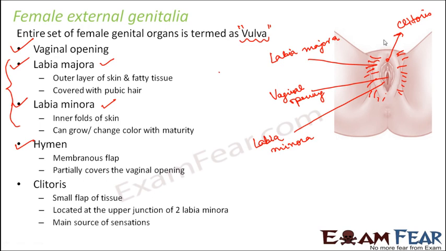It is the main source of sensations. For example, during sexual intercourse, there is some sort of feeling or sensations going on within a female's body. Those kinds of sensations arise from this point, that is the clitoris. So the clitoris can sense those sensations which happen during sexual intercourse. All these parts together form the female external genitalia or the vulva.